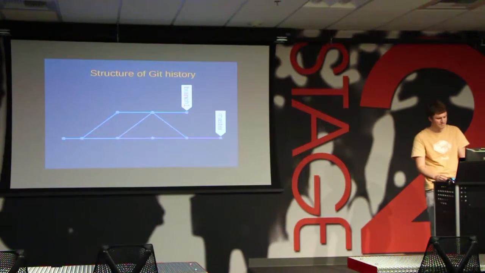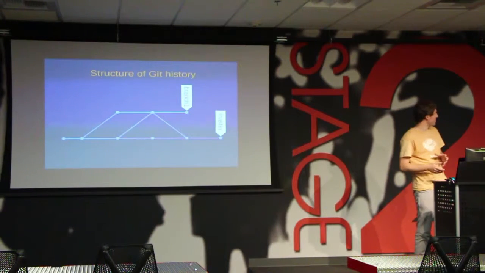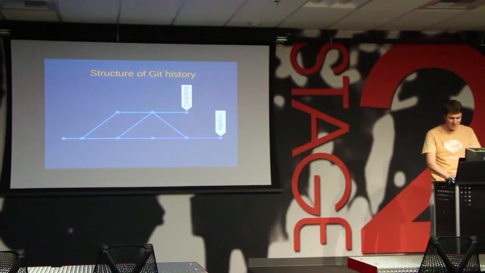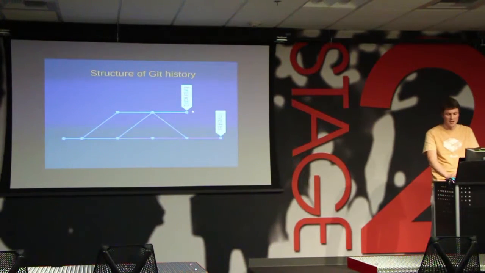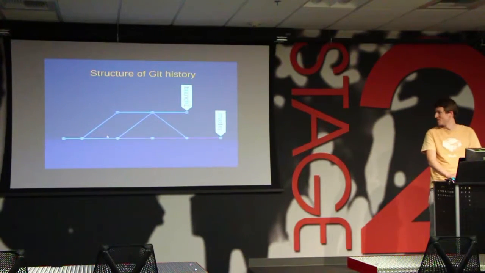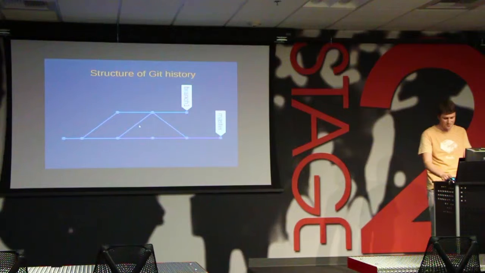And I want to get into the structure of the repository. This is actually what my repository looks like right now. We have these two branches, master and branch one. And there's some kind of history stretching out to the left here, back in time, with a bunch of different commits, connected in different ways based on the history of how they came into being.